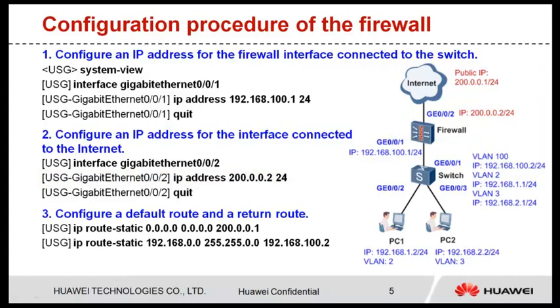Step 3. Configure a default route and a return route. The next hop address of the default route is 200.0.0.1. This is a public IP address. The next hop address of the return route is 192.168.100.2. This is the IP address of the switch's uplink interface.